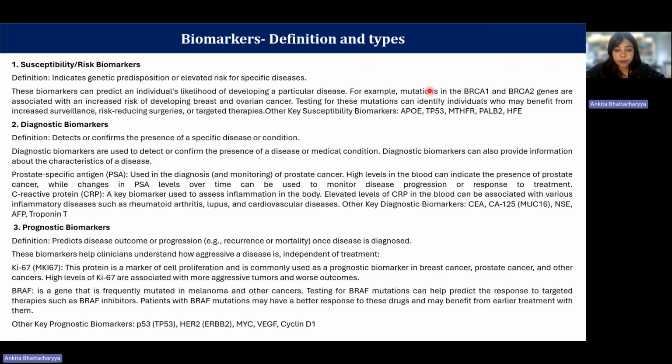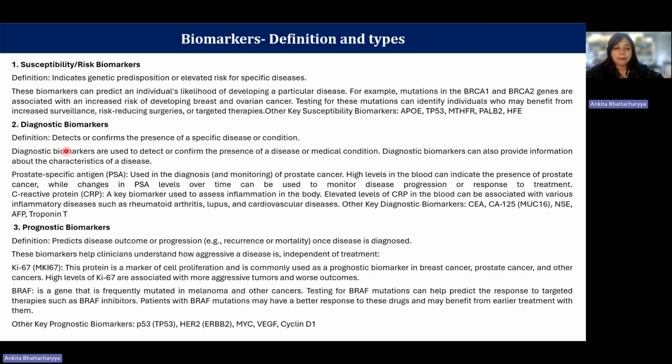The second set involves diagnostic biomarkers. As you can understand by the name, diagnostic biomarkers are those which are able to detect or confirm that an individual has a certain disease. So it can confirm the presence of a certain disease or a certain condition, and they are used to detect or to confirm the presence of that disease. Diagnostic biomarkers will also give you information about the characteristics of that disease.